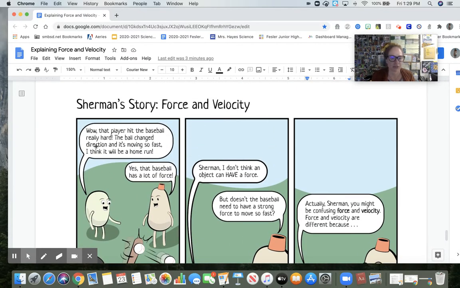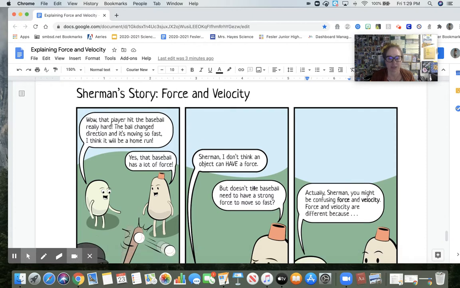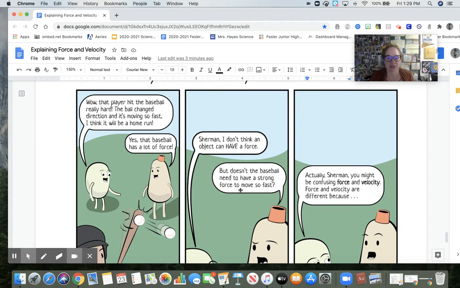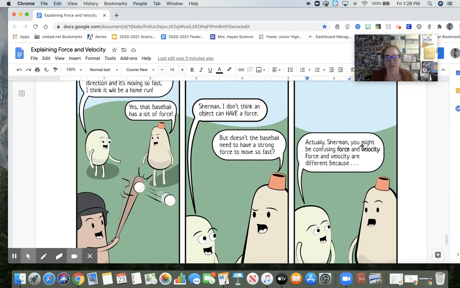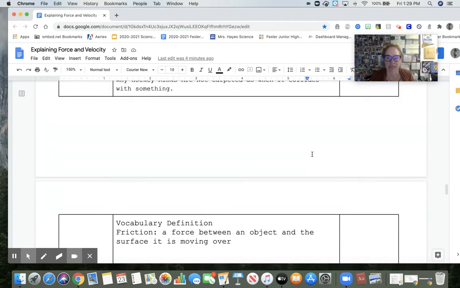So here's how it goes. Wow, that player hit the baseball really hard. The ball changed direction and it's moving so fast. I think it will be a home run. Yes, the baseball has a lot of force. Sherman, I don't think an object can have a force. But doesn't the baseball need to have a strong force to move that so fast? Actually, Sherman, you might be confusing force and velocity. Force and velocity are different because... So we're going to explain the difference between force and velocity here.